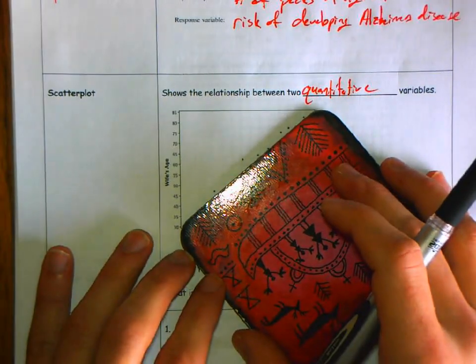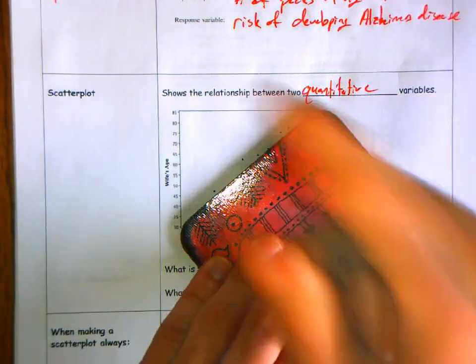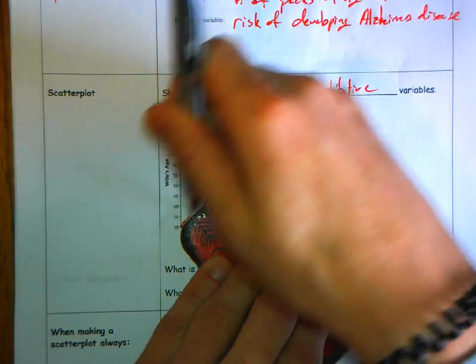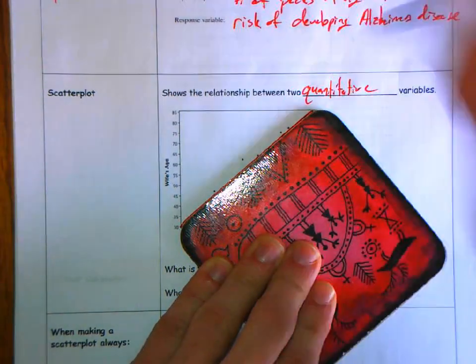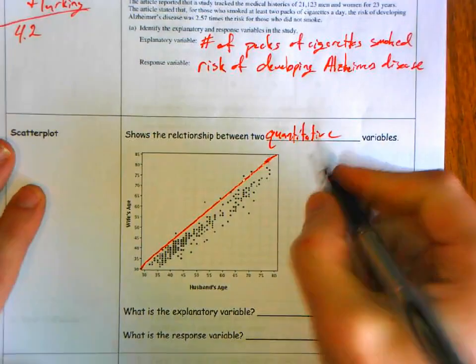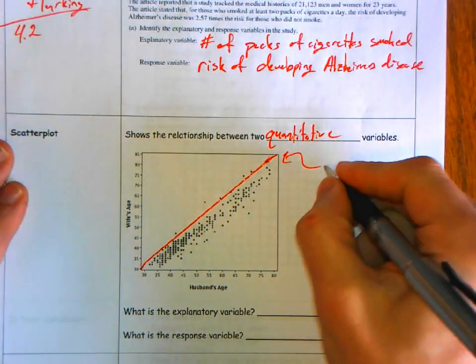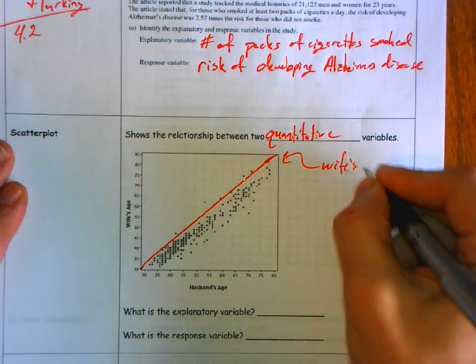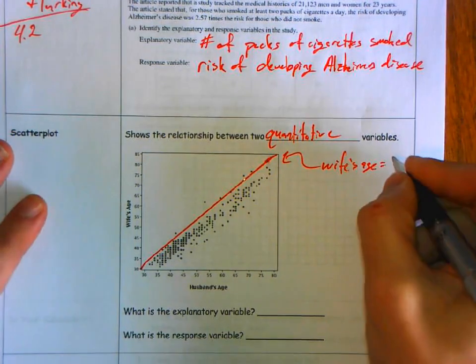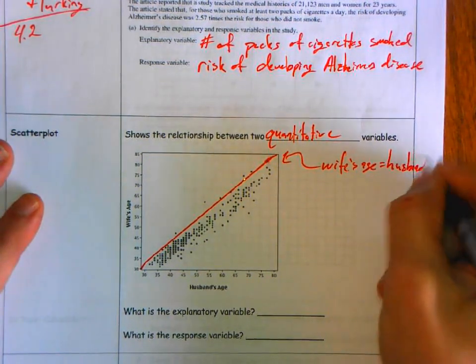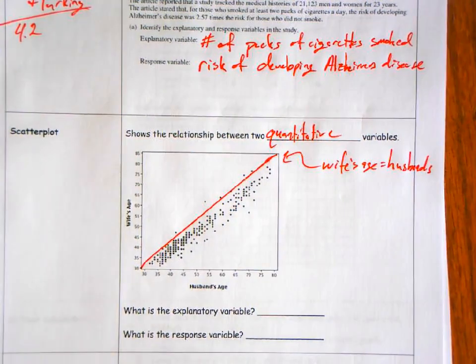Allow me to draw a straight line. I'm going to draw a line called the identity. This is the line where y equals x. In this case, contextualizing y and x, this would be the line where wife's age equals husband's age. Why have I drawn that line here?